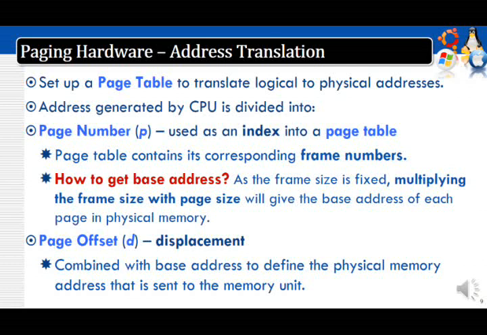Here the page number is represented using the small letter P and offset is represented using the letter D. So page number is used to index into the page table. And what is stored in the page table is the corresponding frame numbers of the pages. That is, in which frame should that page be loaded. And displacement defines the physical memory address that is sent to the memory unit.